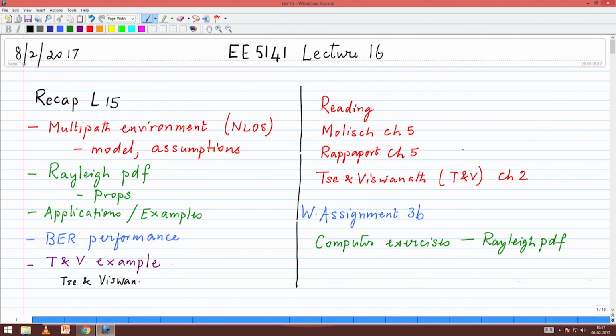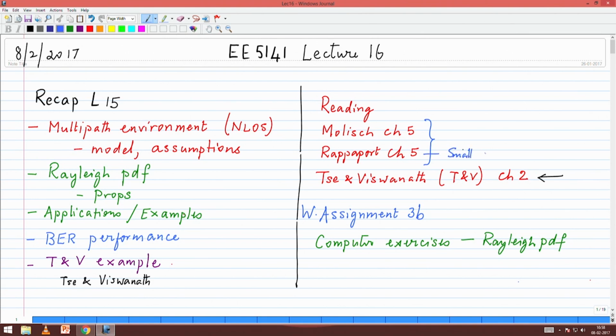TNV is my short form for Tse and Viswanath, and I've indicated that you should have a look at chapter 2, especially the beginning part of chapter 2, which will give us a good introduction, a very, very elegant example which helps us understand. The rest of the material, the main contents can be found in Molisch chapter 5 and Rappaport chapter 5, basically the chapter in Rappaport which covers small scale fading. Again, there are some chapter number differences between the different editions, the chapter that contains small scale fading.